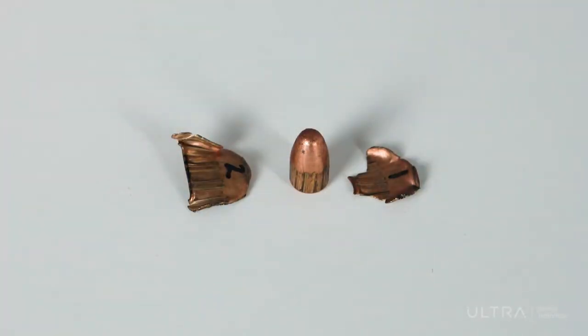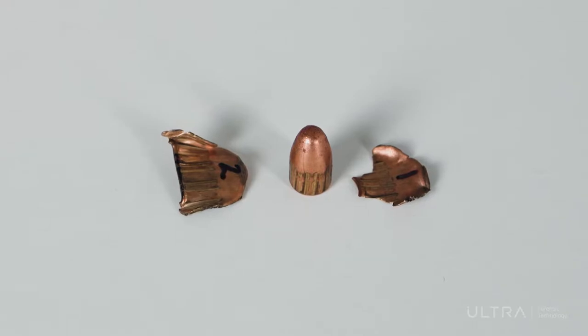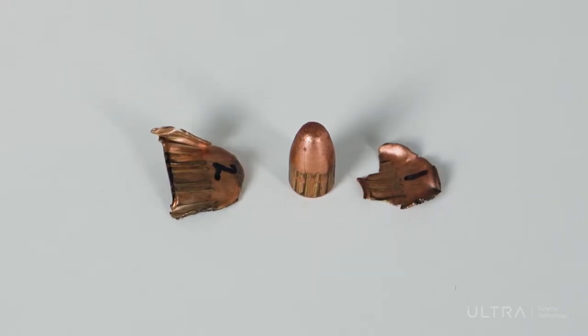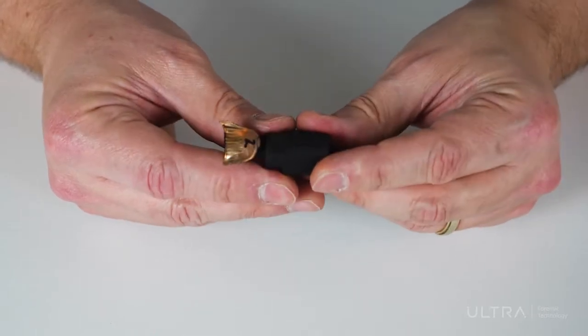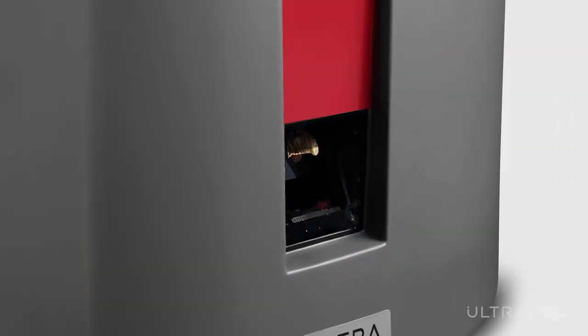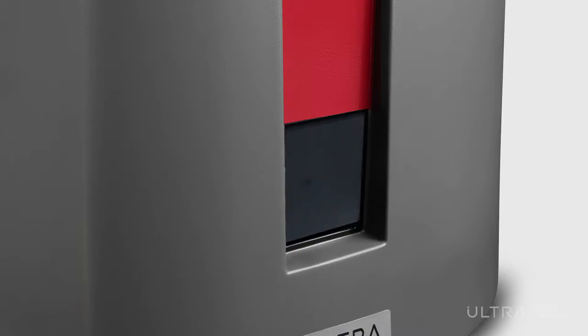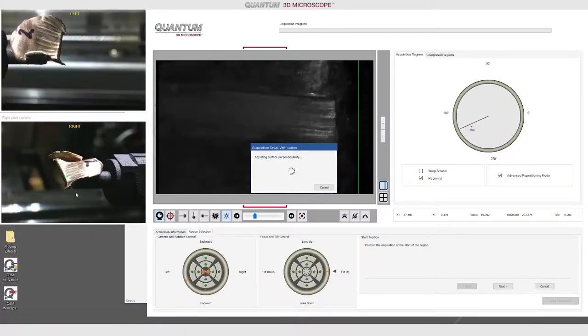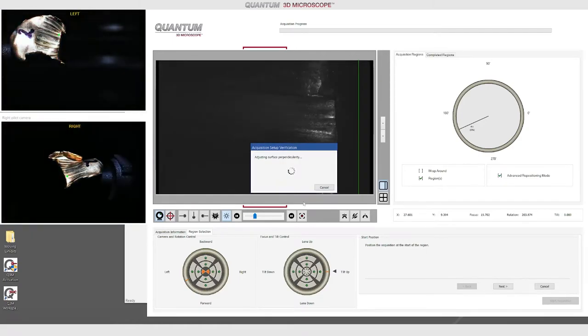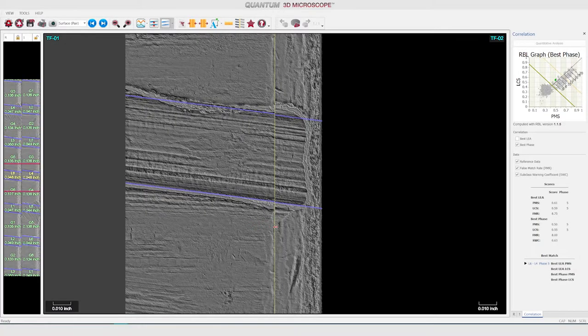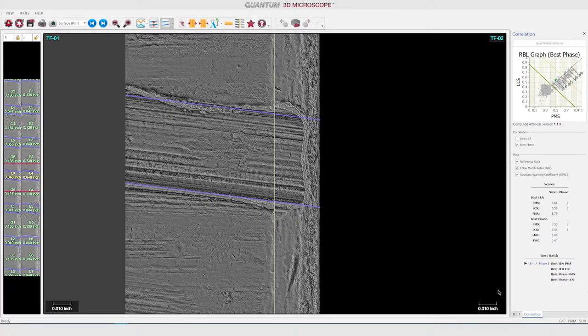For bullet case work, each item is first acquired to obtain its 3D topography. Test fires and crime evidence, including damaged and fragmented bullets, can be easily mounted for 3D capture. The process is automated and only requires an initial setup and subsequent quality control by the operator. The items can then be compared side by side on screen.